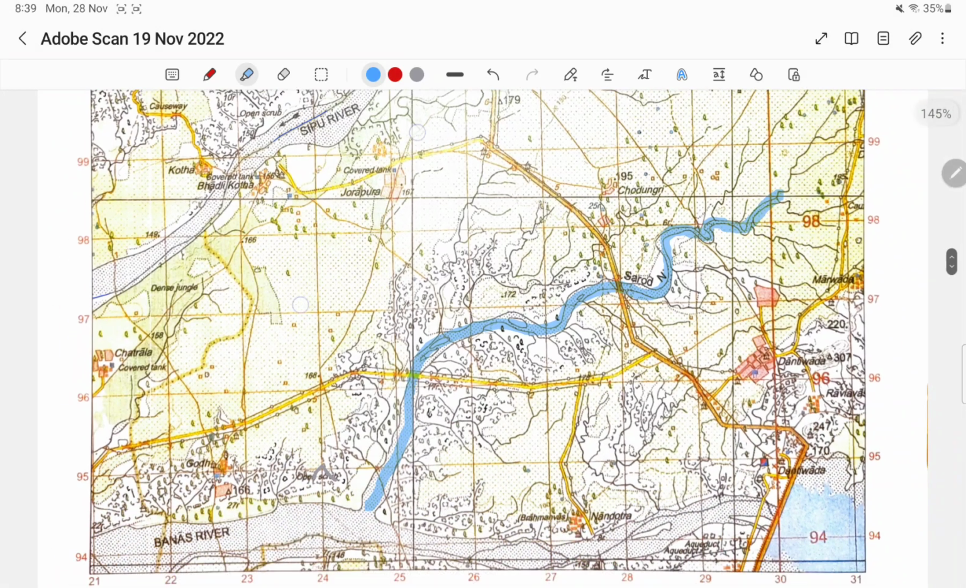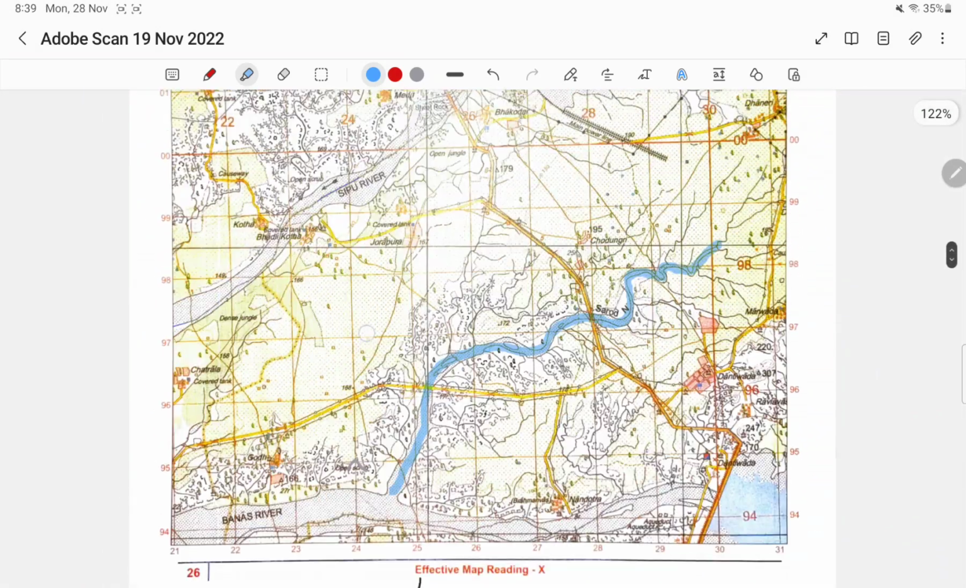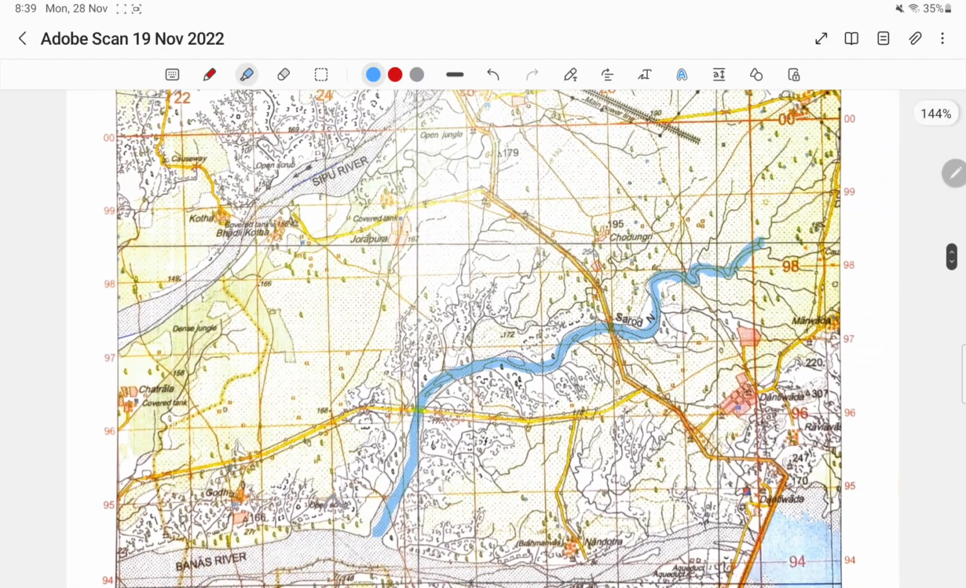Now we have to find out which direction this particular Sarod Nala is flowing in. So it is starting from here and ending here, that is the confluence of Sarod Nala and Banas river. So this much is the Sarod Nala, and now we have to find out the direction of flow.